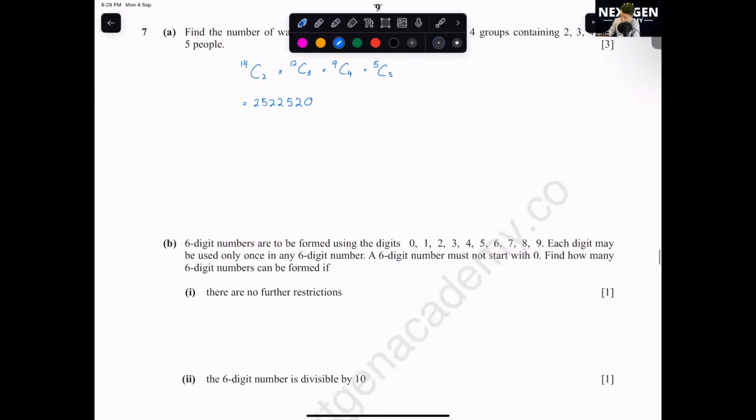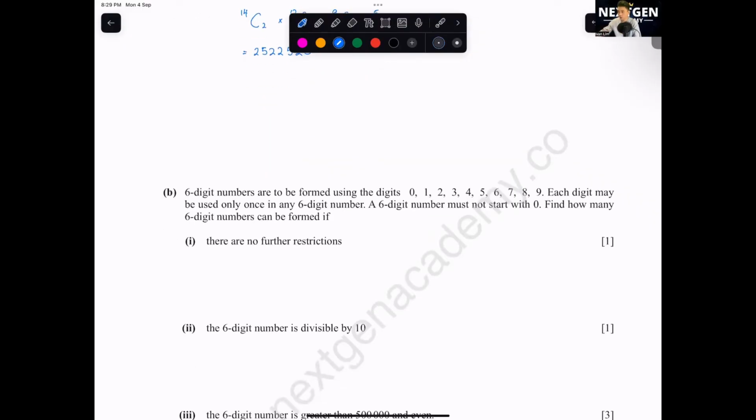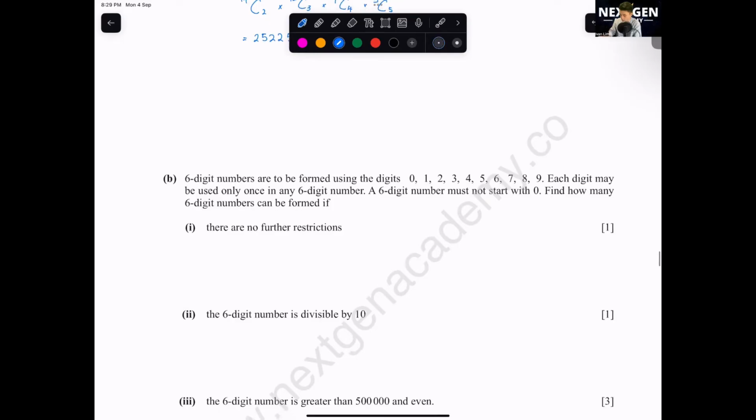Okay, next one. Question 6, Question B. 6-digit numbers are to be formed from 0 to 9. Each digit can be used only once. A 6-digit number must not start with 0. Find how many 6-digit numbers can be formed if there are no further restrictions. So the only restriction is you cannot start with 0. How to do this?